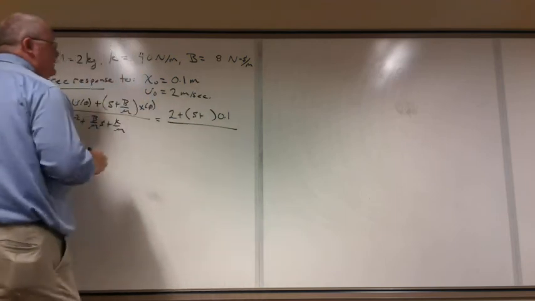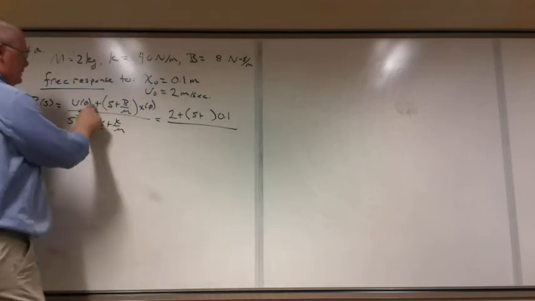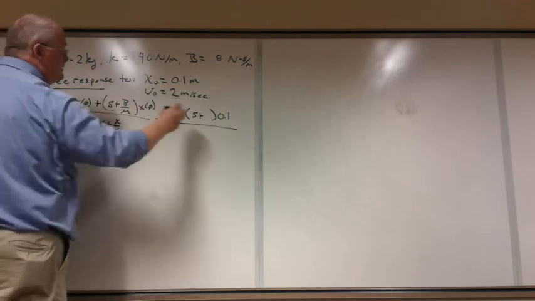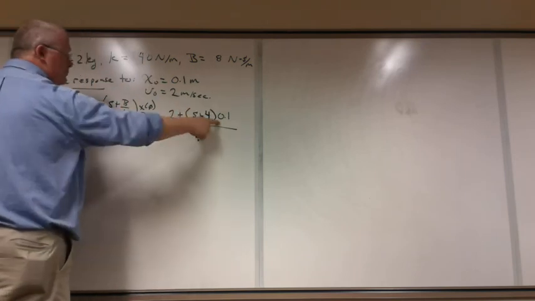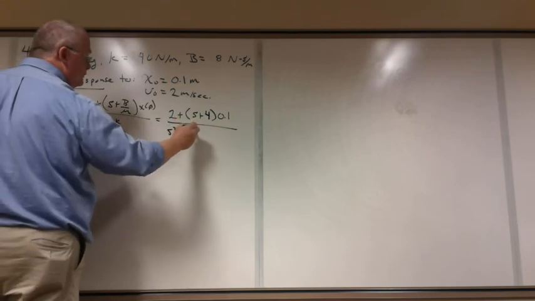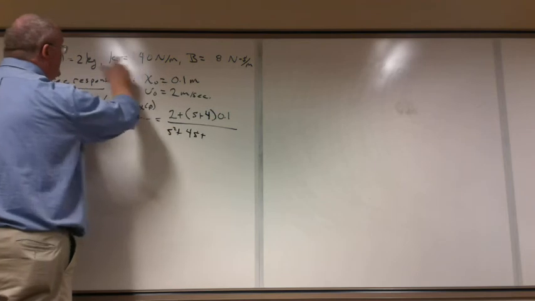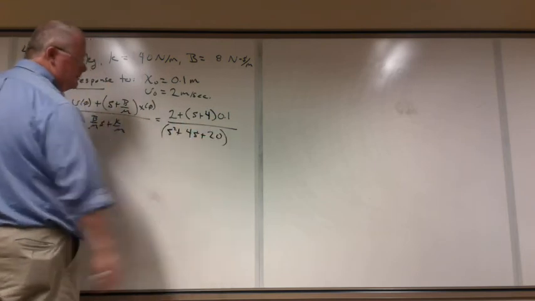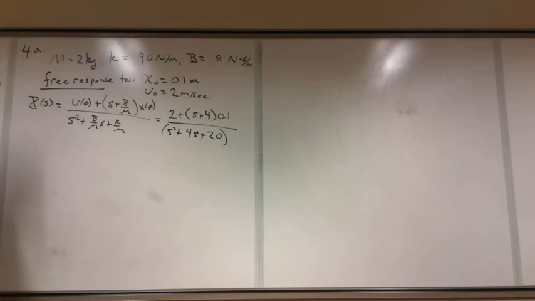And so what do we have? Let's see. V naught, yes. s plus b over m, 8 divided by 2 is going to be 4. x naught, 0.1. Denominator is going to be s squared plus 4s plus 40 divided by 2 is equal to 20. And I think you'll see that the factors of 20 being 1 and 20, 2 and 10, 4 and 5, none of them are going to actually add up to give you 4. 4 plus 5 being 9, 1 and 20, or 2 and 10 being 12, so on and so forth.